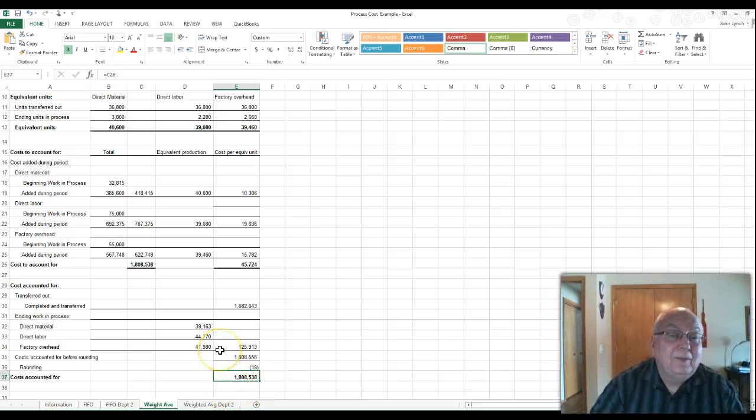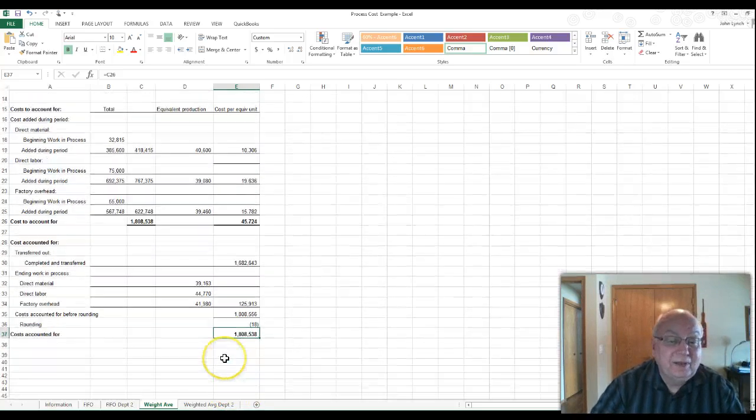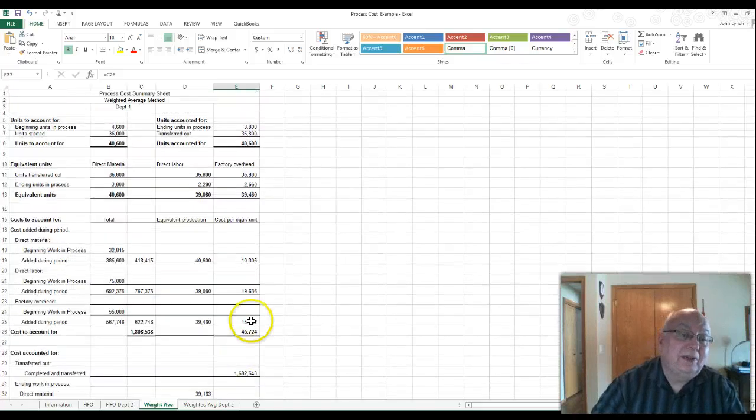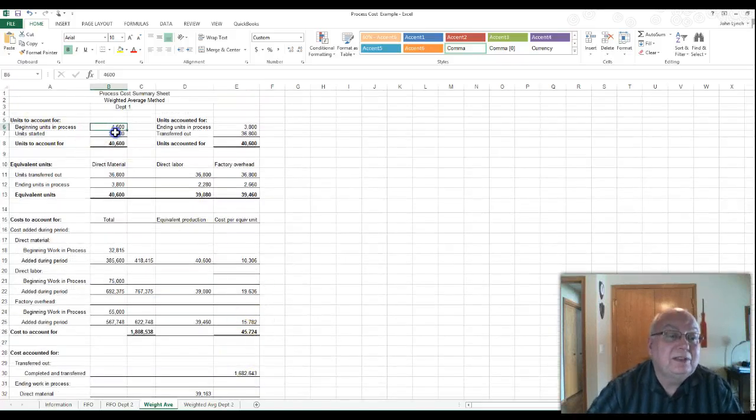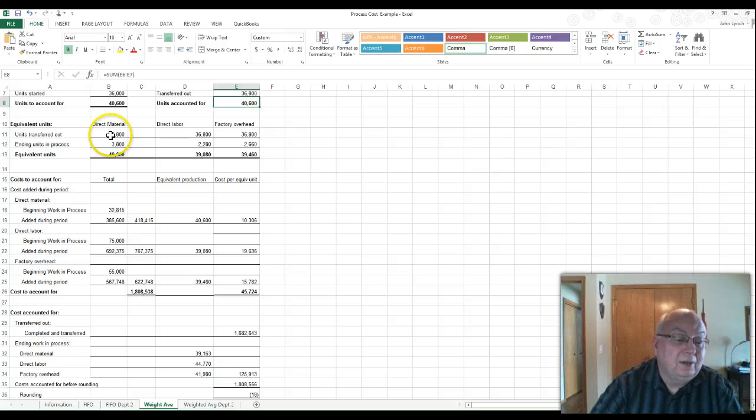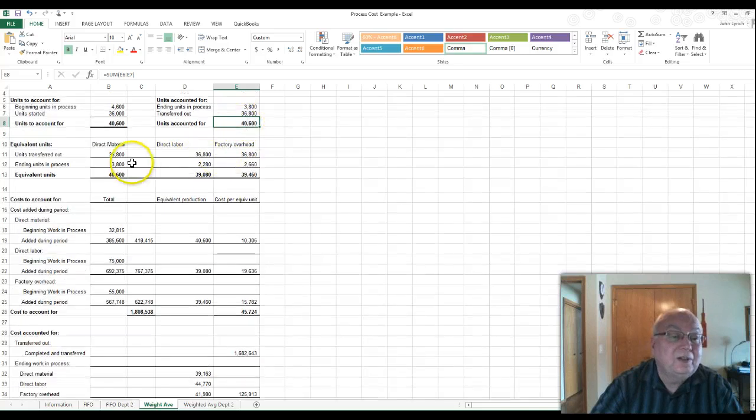Okay. Said the weighted average I didn't spend as much time with because it's done the same way that we did the other one. This set of numbers up here will be given to you in some manner. Like I said, they may give you 3 of the 4, and you have to find the 4th one because remember, this total and this total have to equal. The units to account for, you have to say where did they go. The units transferred will be the 36,800 in this case, the transferred out units.